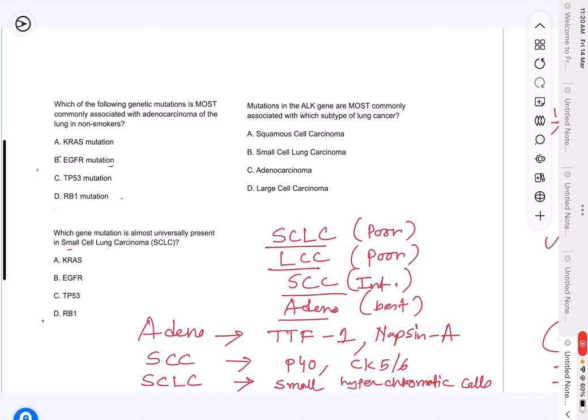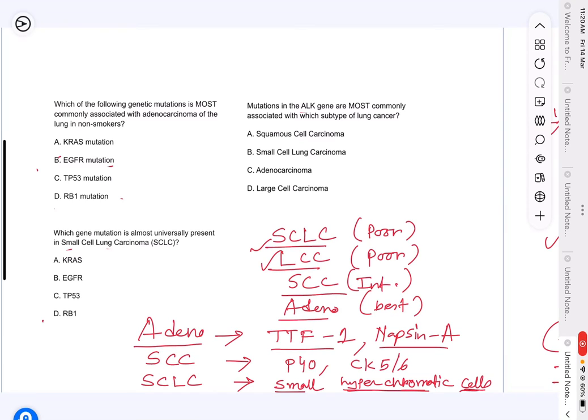Now in histopathology, in adeno-CA we see TTF1 and napsin A. For SCLC and LCC, it is very easy to diagnose in histopathology. LCC is very poorly organized, there is no maturity of the cell, it is completely undifferentiated. SCLC has very small hyperchromatic cells, and the cytoplasm is extremely scanty.